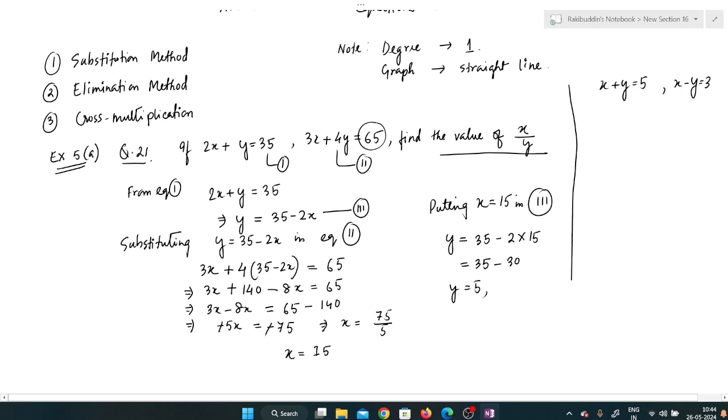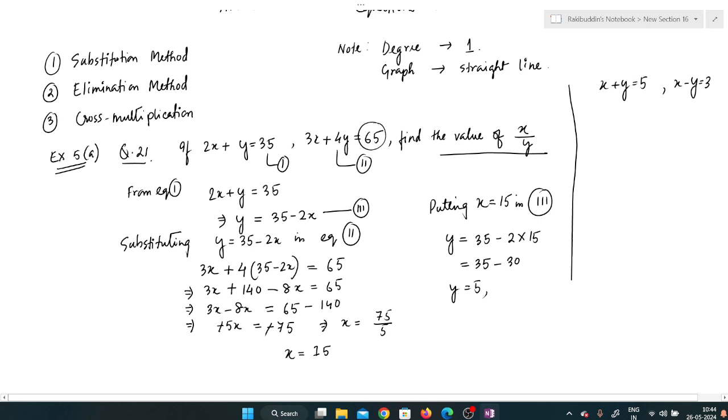So again, this thing you need to be very careful about. I mean, read the questions carefully. Read it till the end. What is actually the question asking you? Okay. So if you know what you need to find, then you will definitely be able to find it, because you know the procedures. Okay, and so find the value of x by y.